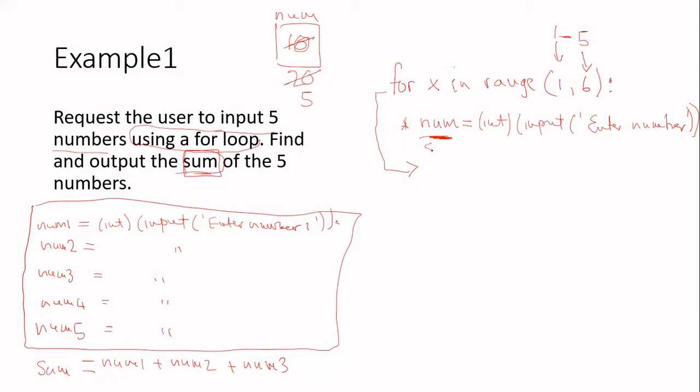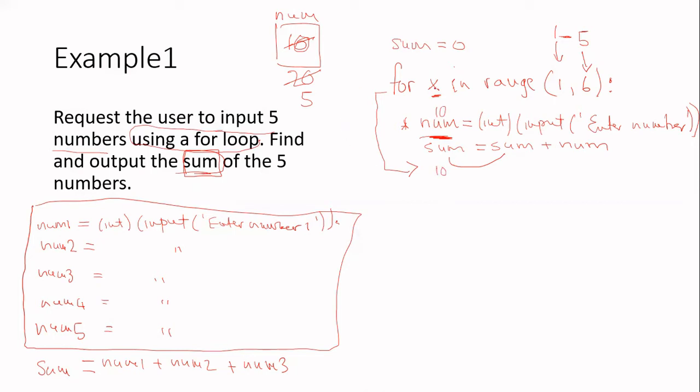So the minute you get the number, you need to accumulate the number. So there's my accumulator. And remember, whenever you have an accumulator, you need to initialize it to 0. So I set it to 0. When x, the first value of x is 1, I get a number that is input. Let's assume the number is 10. I then accumulate. The first time sum is 0, 0 plus 10, so sum will have the value 10.